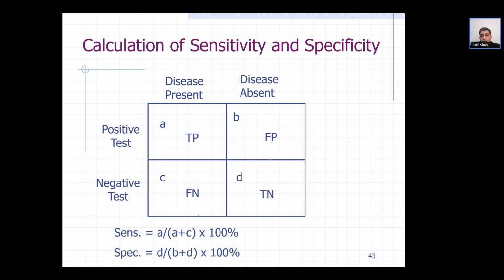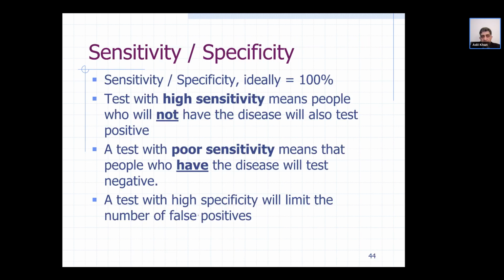So it's important to realize that ideally sensitivity and specificity should be 100%, but often it's hard to achieve that. But it's important to bear in mind that a high sensitivity means that people who will not have the disease will also test positive. A test with a poor sensitivity means that people who have the disease will test negative. Therefore, a test with a high specificity will limit the number of false positives. So that's important to know.